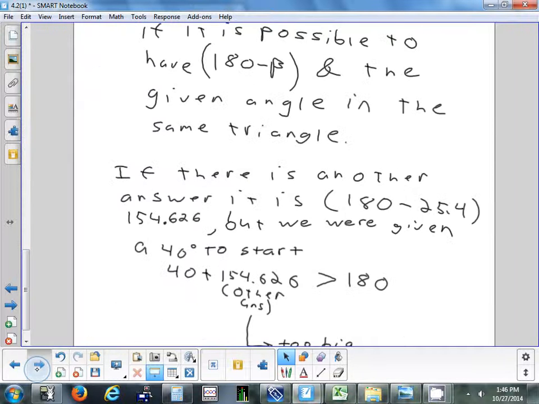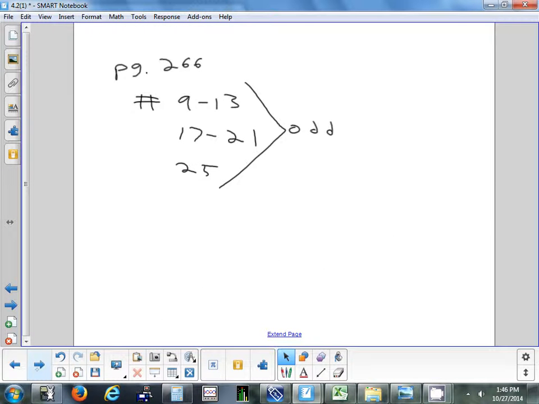All right. So the homework is on page 266. It's 9 to 13, 17 to 21, and 25, just the odds.